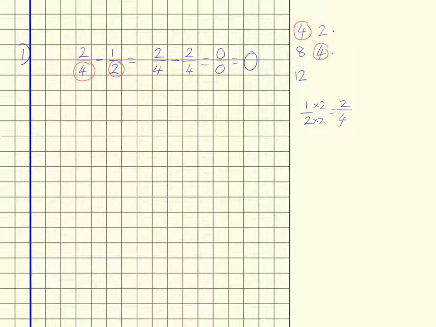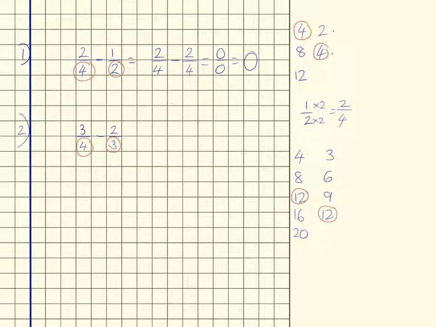Okay, now for question 2, we're working with 3/4 subtract 2/3. So hopefully you've remembered by now that we're looking for the multiples to find a common denominator between 4 and 3. So 4, 8, 12, 16, 20, 3, 6, 9, 12, and I'm going to stop there because I've found the common multiple.